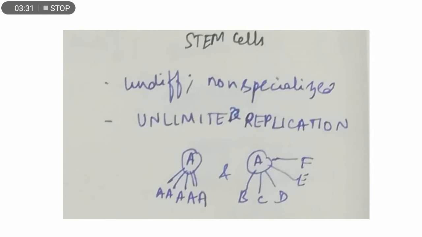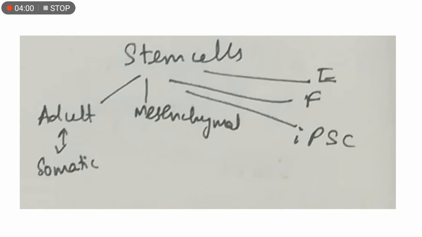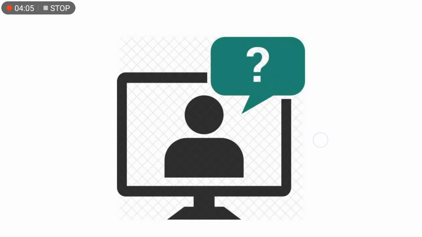Moving on to the stem cells, which circumvent that drawback of the previously read somatic cell, in that they have unlimited replication potential. And as always, guys, they are undifferentiated, non-specialized cells, unlike somatic cells. That is, A can give rise to multiple A, that is hundreds of A, suggesting there's unlimited replication, or A cell can become B, C, D, E, F to suggest that it can undergo any specialization, whatever it wants. So stem cells can be somatic, mesenchymal, induced pluripotent stem cells, fetal and embryonic stem cells.